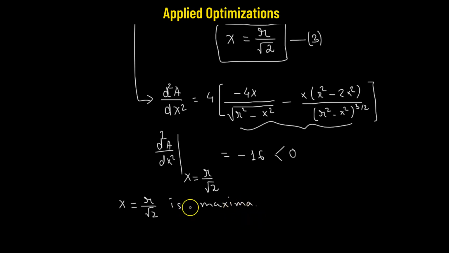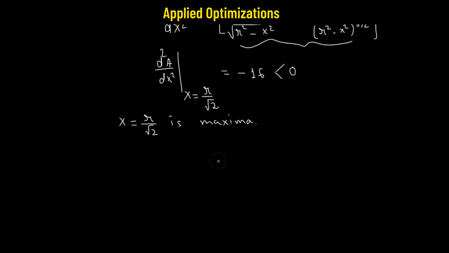This is the maxima value. Now we go back to our original equation, which is y equals the square root of r squared minus x squared. This will help us find the value of y, the width. So if we substitute x with r over square root of 2, this is also going to give us r over square root of 2.